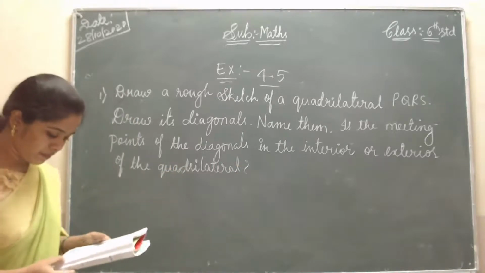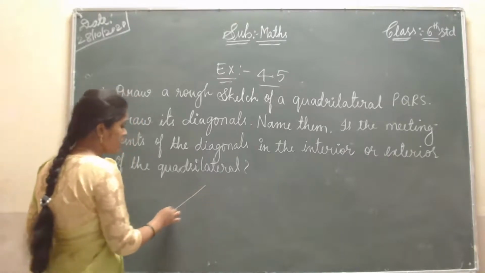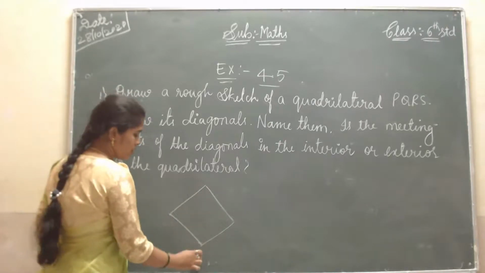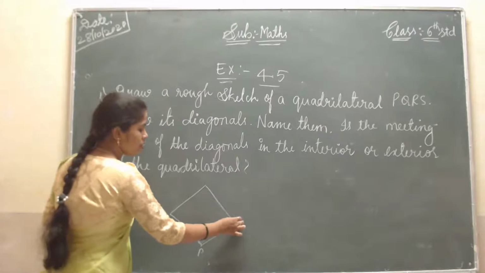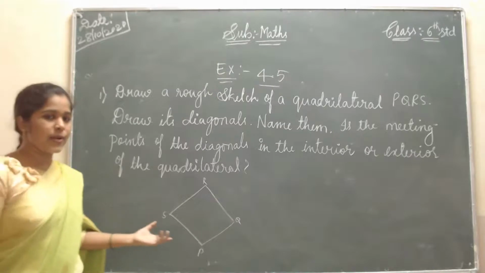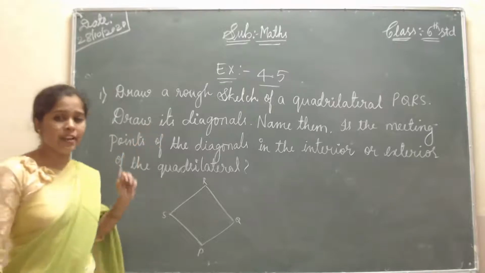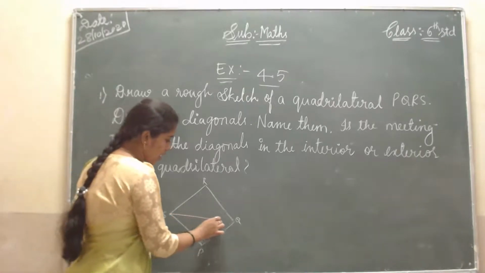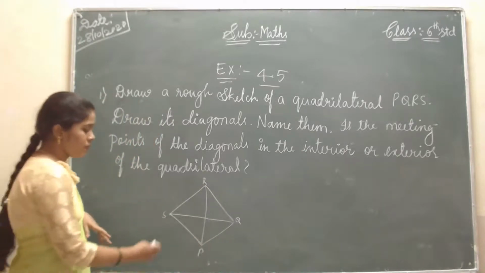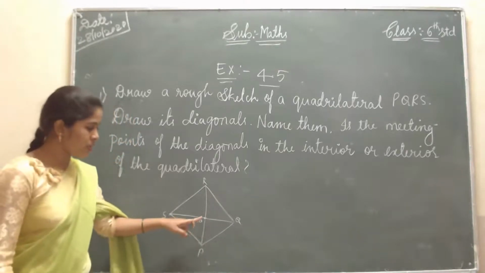See here, what we have to do is draw a rough sketch of a quadrilateral. This is quadrilateral PQRS. A four-sided polygon is nothing but a quadrilateral. Draw its diagonals. Diagonals means the interior lines. These are the diagonals, and name them. Okay, meeting point O.